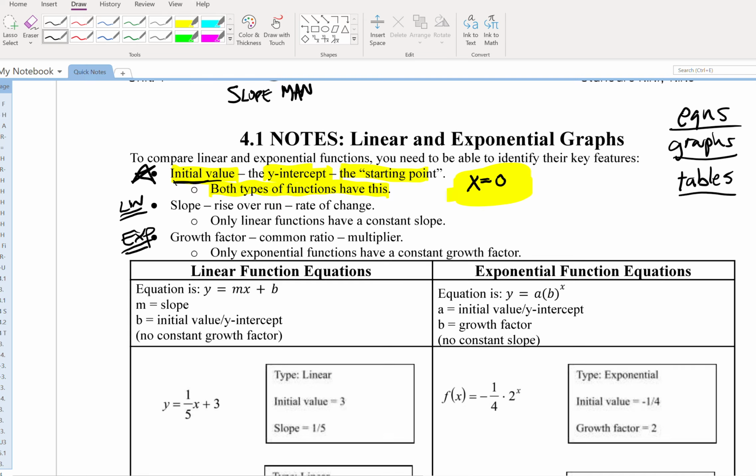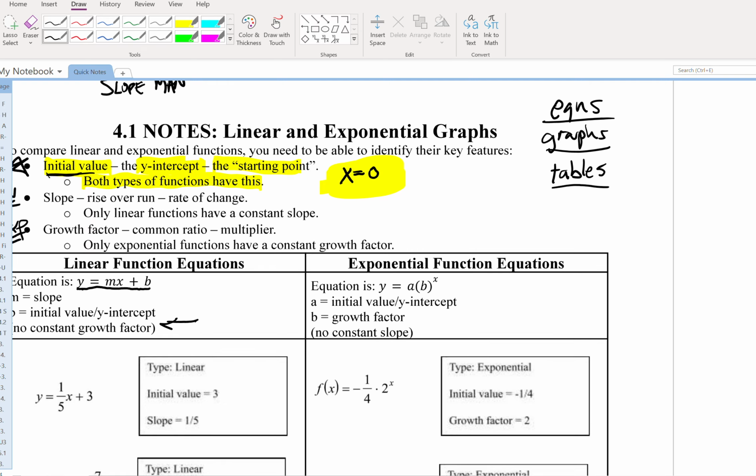Okay, so linear functions, these are their general form. You guys have seen this before. y equals mx plus b, where m is the slope, the rise over the run. b is the initial value, the y-intercept, and there is no constant growth factor.